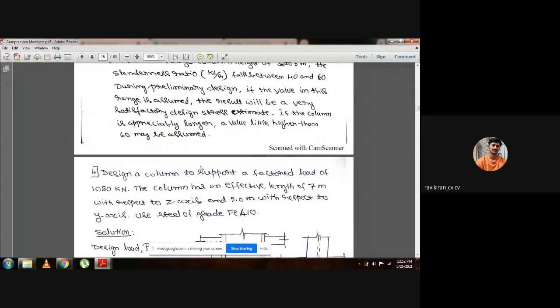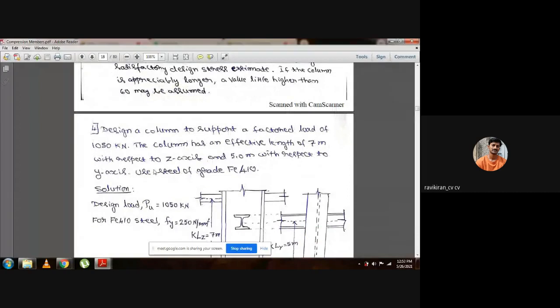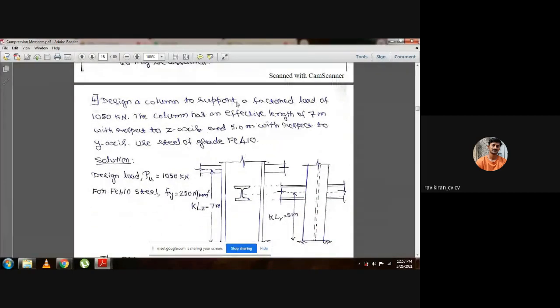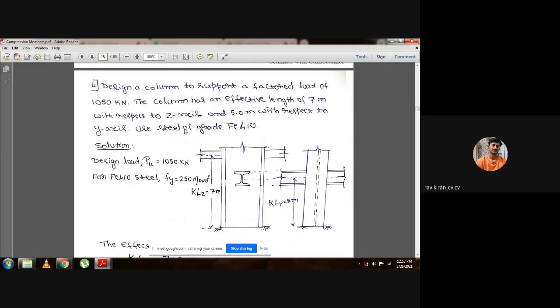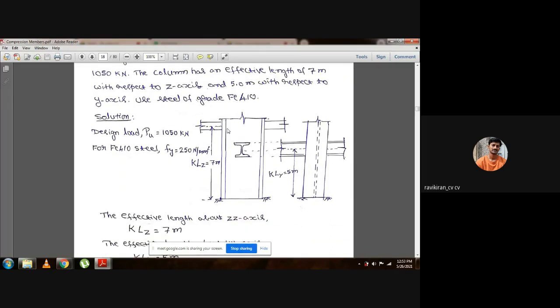Let us move on to the next problem. Design a column to support a factored load of 1050 kilonewton. It is given as factored load. The column has an effective length of 7 meter with respect to the Z axis, and 5 meter with respect to the Y axis. This is also important information. Just observe. Use steel of grade Fe 410.